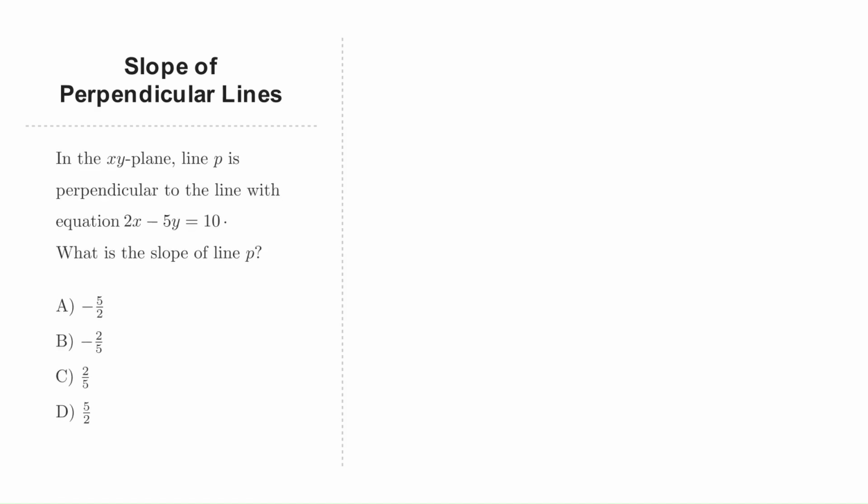In this example, we will learn how to determine the slope of a line that is perpendicular to a given line. Let's look at the question. In the xy plane, line P is perpendicular to the line with the equation 2x minus 5y equals 10. We want to find the slope of line P.